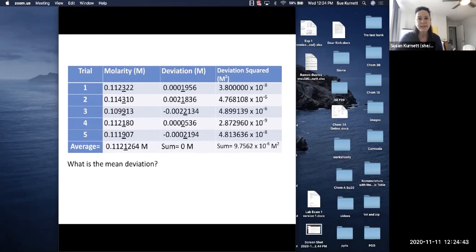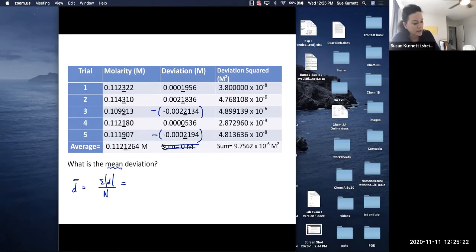The next one says, what's the mean deviation? And this is new. And so the mean means average. The average deviation is just the sum of all the deviations if they've been made positive, divided by the number of trials. So there's no n-1 going on here. It's just the average of the deviations. So what I need to do is, for the ones that are negative, make them positive. And then I'm going to add them all together.